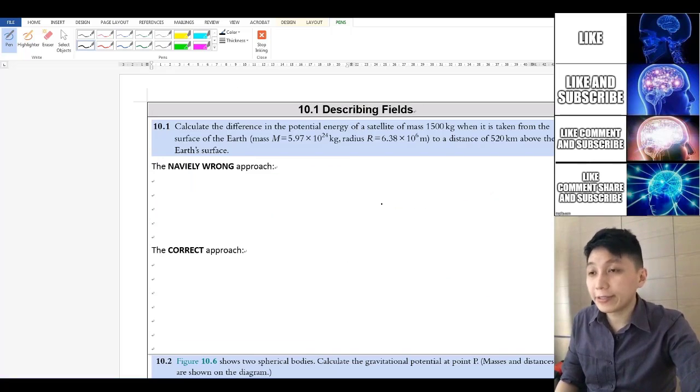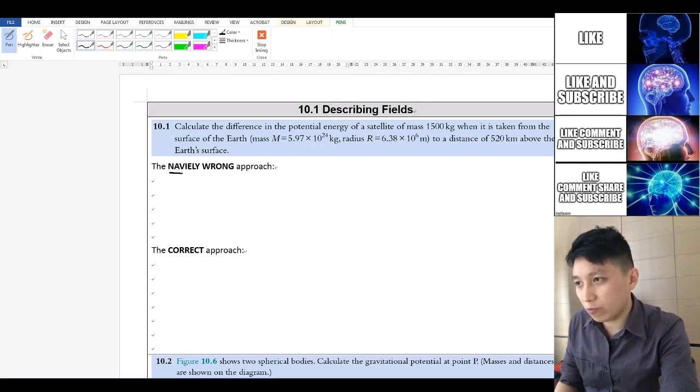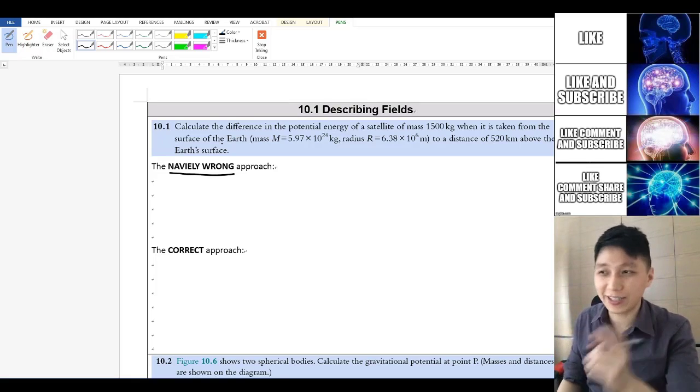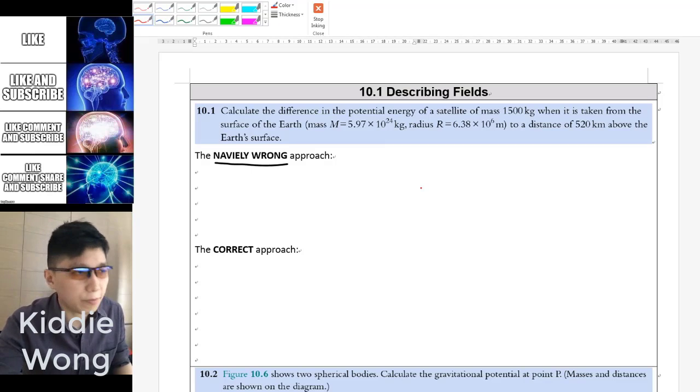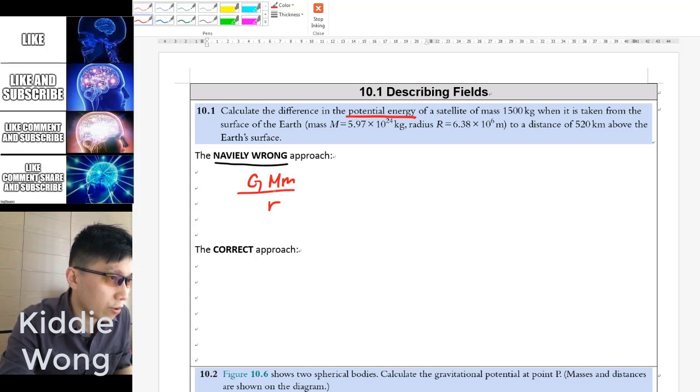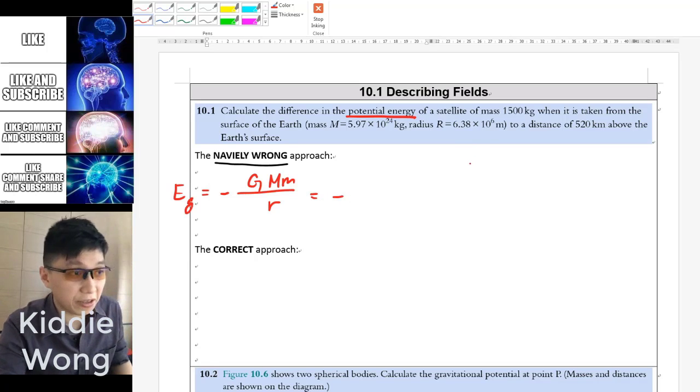Okay, now let's try this example. I will first try to show you the naively wrong approach so that you won't make the same mistake, but you have to follow me later on and write down on your notes as well. So let's try to do this, and the gravitational potential energy, we have got the equation, right? Negative GMm over R. That's the energy we need, right? So let's just substitute everything, I think.